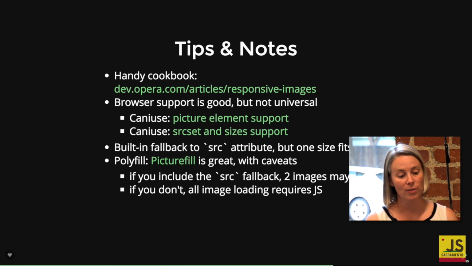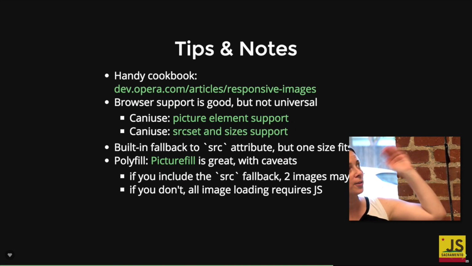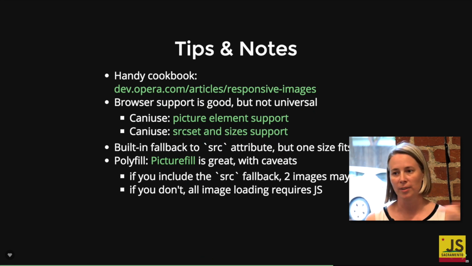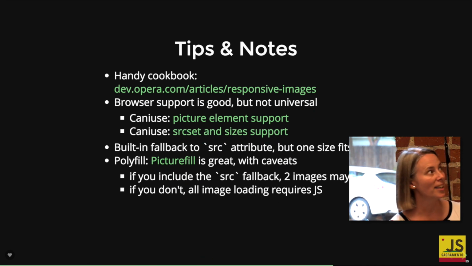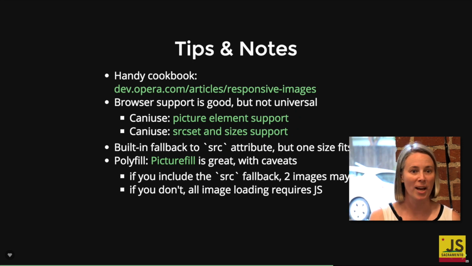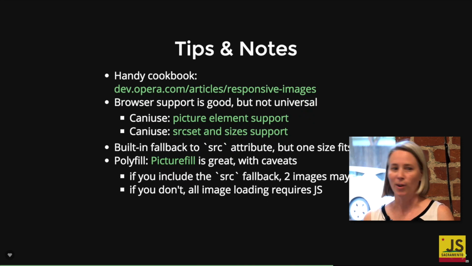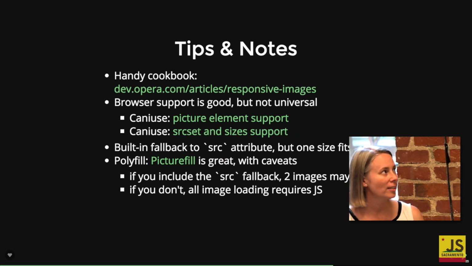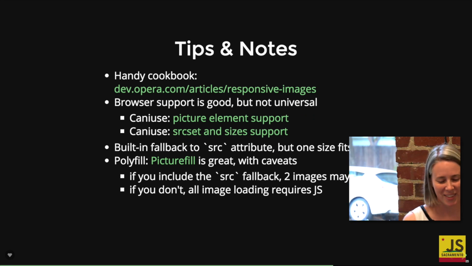Then there's always, in all of these different things, if you're using picture, if you're using source set and sizes, any of those, you do have a built-in fallback to the source attribute. So you can, in the image tag or in the picture tag, just put a source attribute, and it will fall back and use that. But if you do that, it's one size fits all, right? When you have that one as the fallback, you're picking one image size for all of the different sizes of your browser. So that's one downside to that fallback. But since browser support is mostly there in all of the desktop browsers, you could just put a small one in there. It's kind of a trade-off.